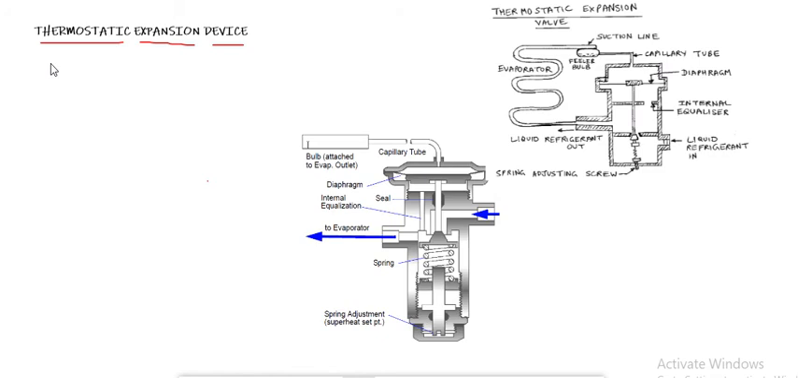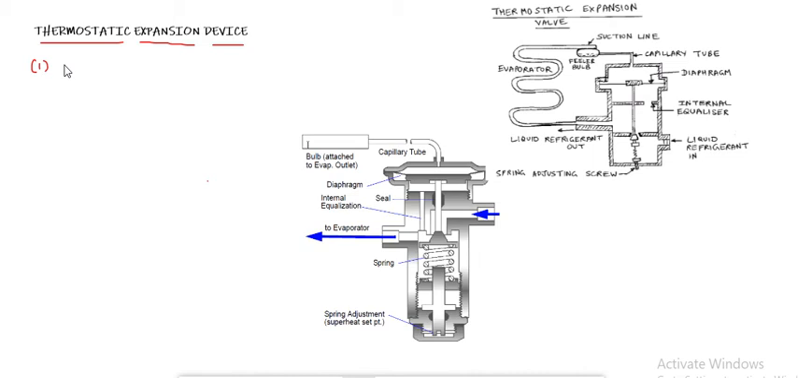First of all, it is one of the types of expansion devices. Clear? There are different types of expansion device. We have capillary tube, we have thermostatic expansion device, we have automatic expansion device. So it is one of the types of expansion device which are part of refrigeration systems. Okay, so initially we talk about the main components of the system.